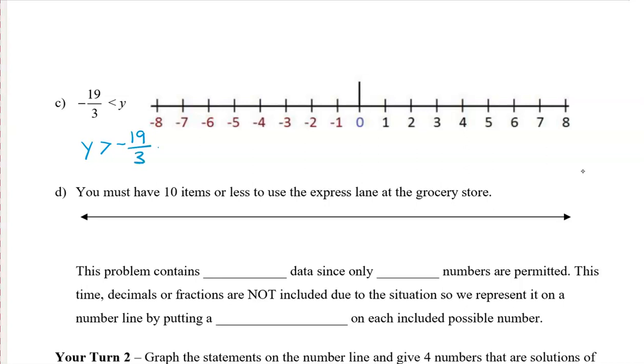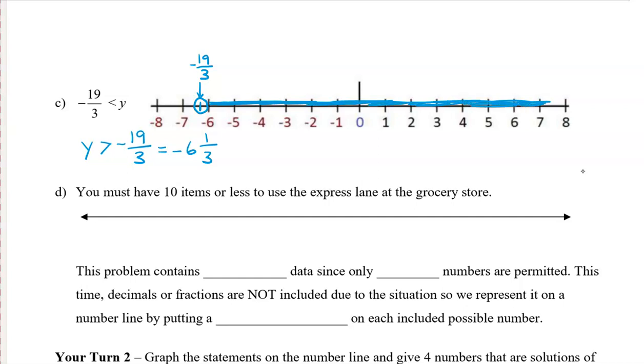So negative 19 over 3, it's kind of maybe hard to see and visualize. So we're going to change it to a mixed number. So it's going to be negative 6 and 1 third. So on the number line, that is approximately right here. And we want the y values, or our variable, to be bigger than this number here. So we're going to circle negative 19 thirds, and we're going to draw an arrow pointing to the right.